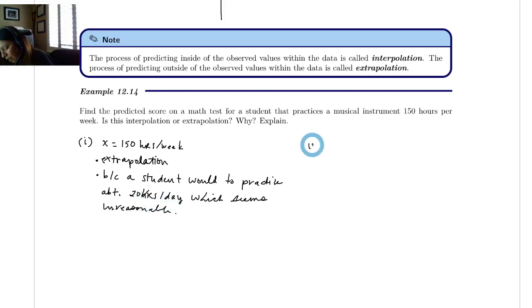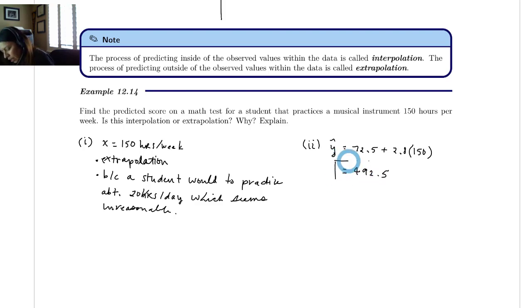Okay, and the second part now, let's see what it is. Remember, all they're doing is trying to predict math test scores. The more a student practices their instrument per week in hours, can we predict that the math score will go up? Is there a positive associated relationship? So let's see. The model is 72.5 plus 2.8 times 150. And if you just put that in your calculator, you get 492.5.